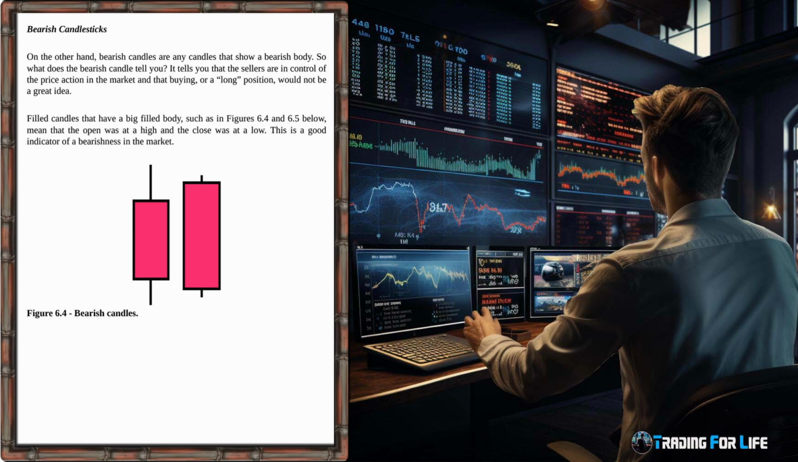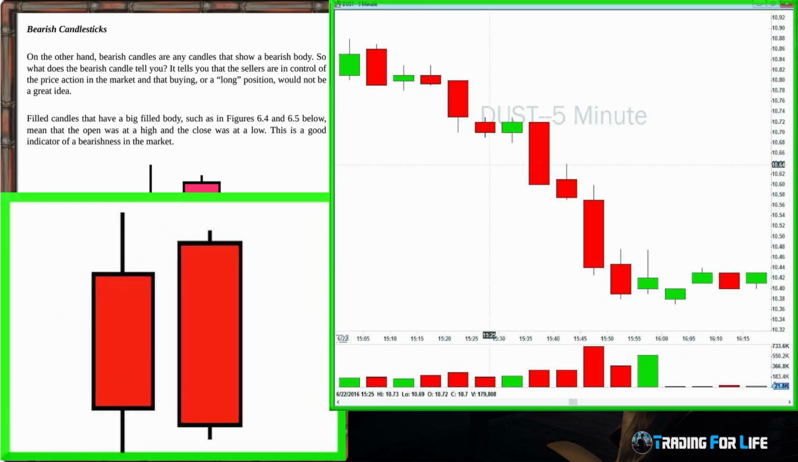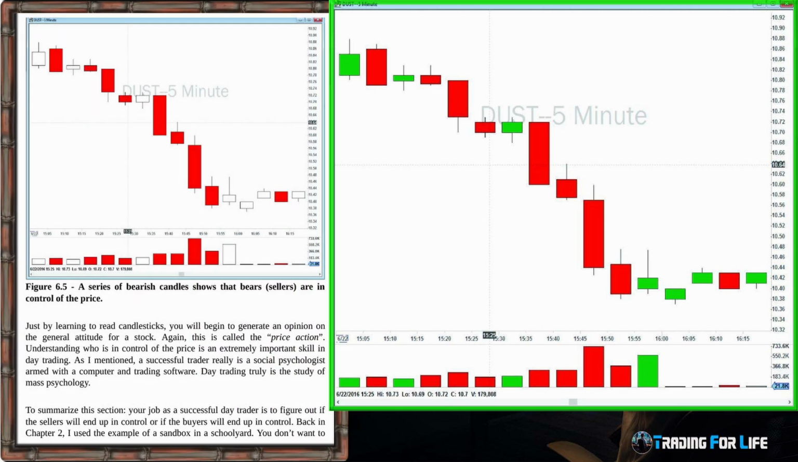Filled candles that have a big filled body, such as in figures 6.4 and 6.5 below, mean that the open was at a high and the close was at a low. This is a good indicator of bearishness in the market. Just by learning to read candlesticks, you will begin to generate an opinion on the general attitude for a stock. Again, this is called the price action.